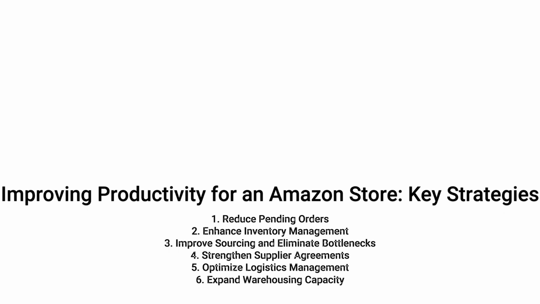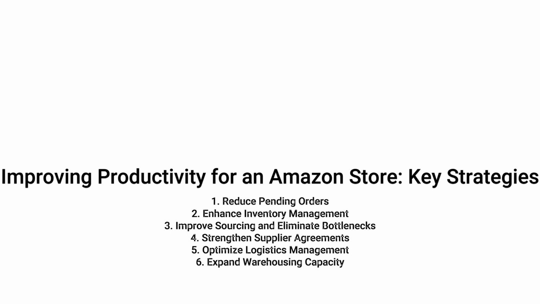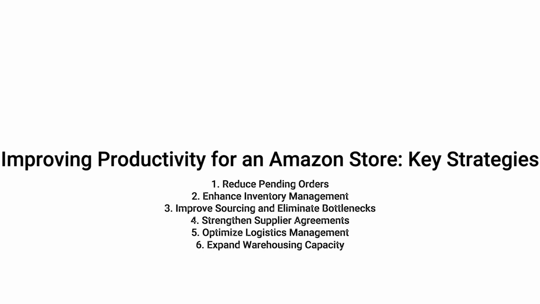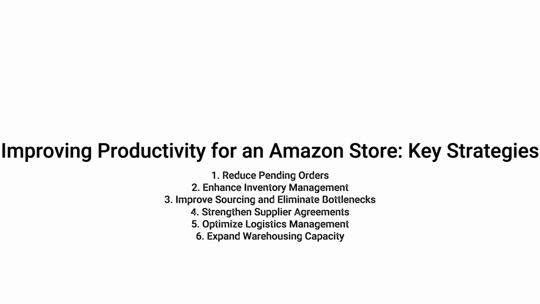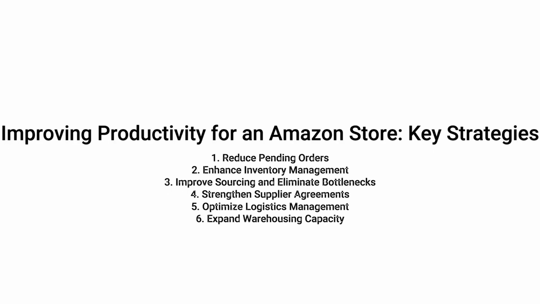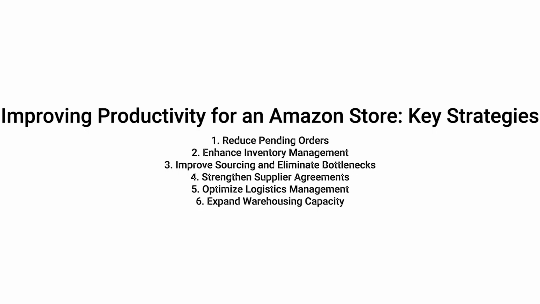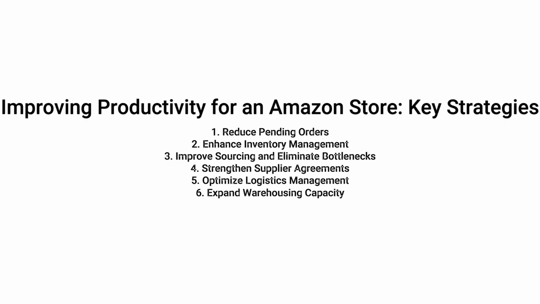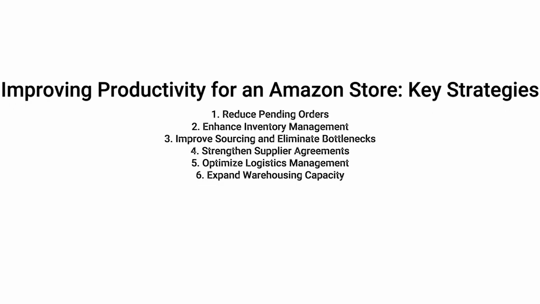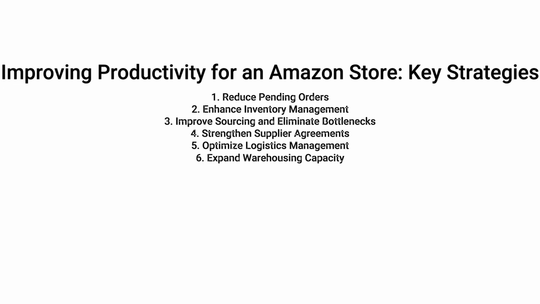2. Enhance inventory management. Implement smarter inventory control systems to maintain optimal stock levels. Real-time tracking can help avoid both overstocking and stockouts, ensuring products are always available when customers place orders. 3. Improve sourcing and eliminate bottlenecks. Review current sourcing channels and identify supply chain bottlenecks. Switching to more reliable or faster suppliers and automating procurement where possible can lead to smoother operations and faster turnaround times.